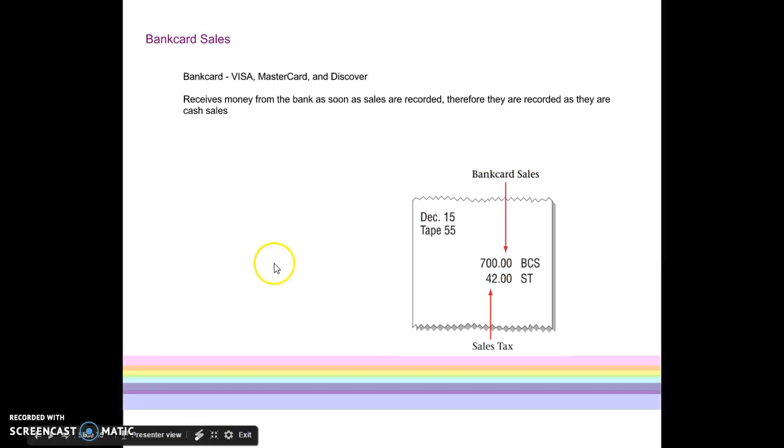Also, bank card sales. Bank card sales are any type of credit card or debit card sale. So Visa, MasterCard, and Discover: any transaction that takes payment using one of those bank cards receives money from the bank as soon as the sales are recorded. Therefore, they are recorded as cash sales. In this case, we have bank card sales of $700, on which $42 was taxed.